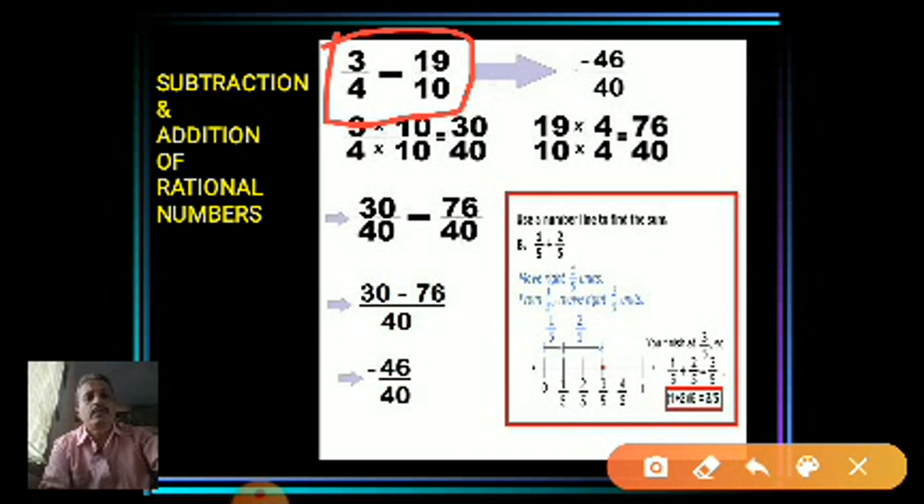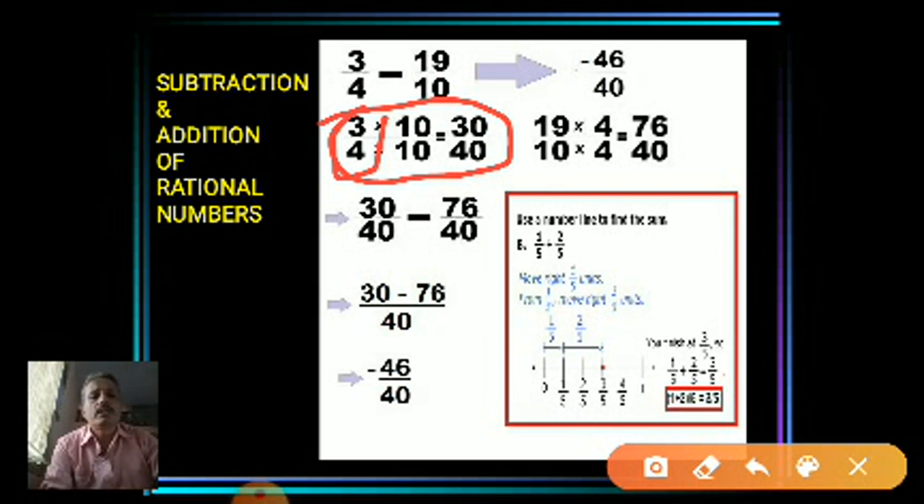It's a simple way to get the answer. This 30, how it comes like this. First number, 3 upon 4. We can multiply numerator and denominator by 10. 3 tens are 30, 4 into 10, 40.